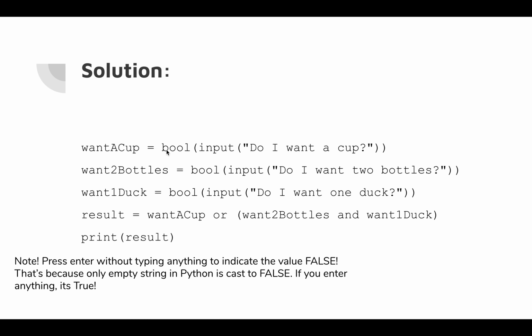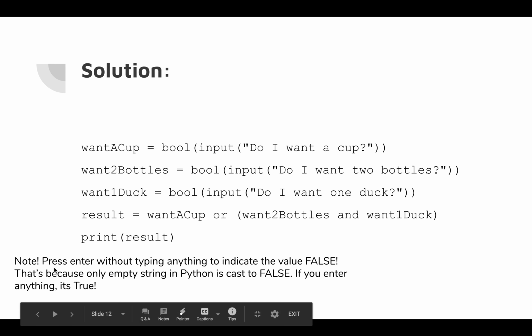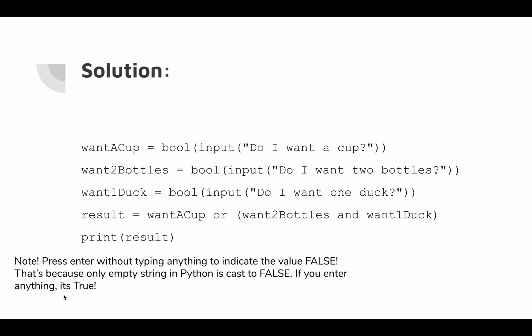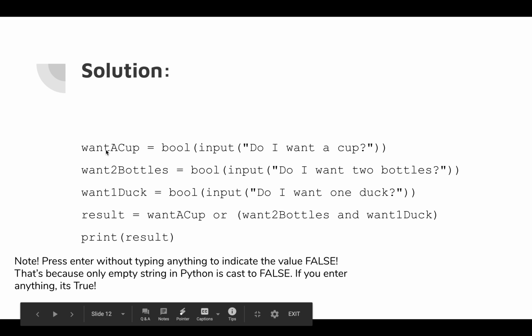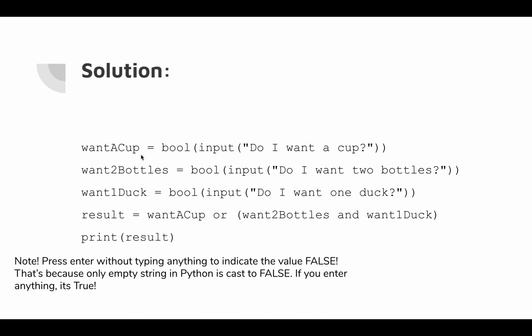This is equivalent to int or float right here, if you didn't know. They can be used interchangeably to get Boolean, float, or integer values. As I was saying though, only the empty string will indicate the value false. If you enter any character, even a dot, the word false, or 0, it will always return true for want a cup, simply because the string is no longer empty. So if you want this value to be false, just hit enter without typing in any characters.